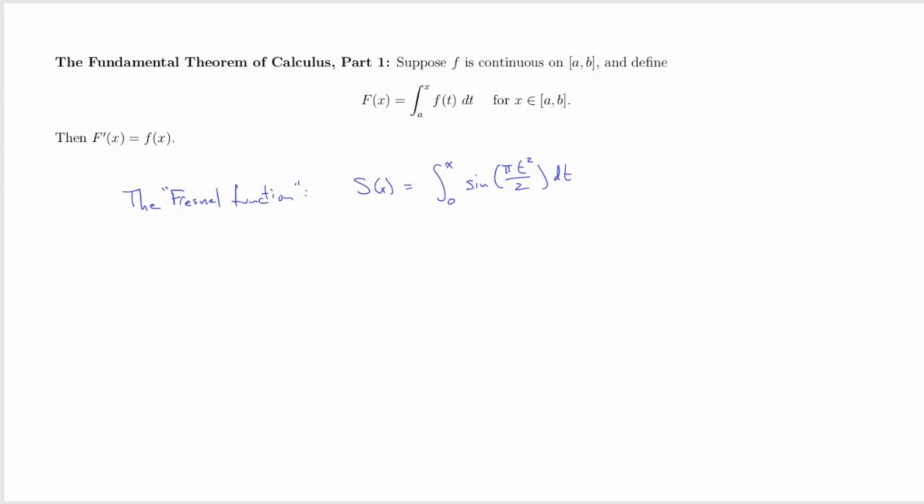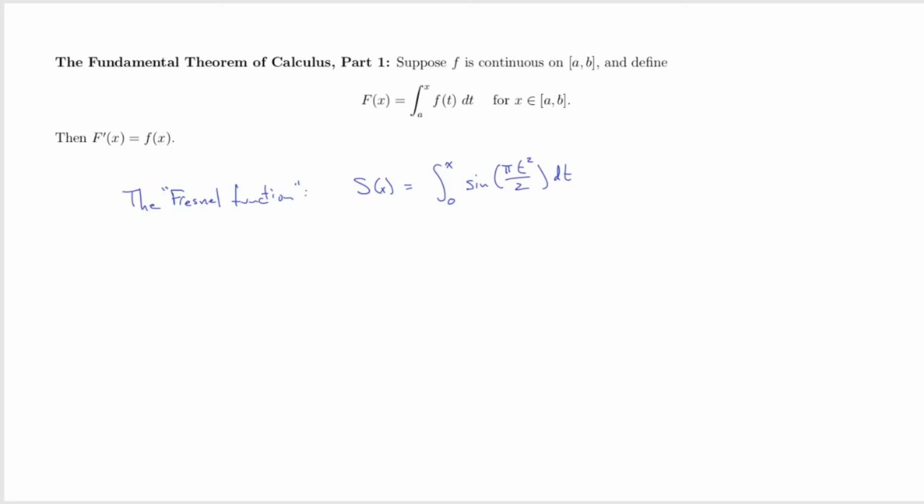It's the Fresnel function. A Fresnel lens is one that focuses light using diffraction. The Fresnel function is defined as capital S of x is equal to the integral from 0 to x of the sine of pi times t squared over 2 with respect to t.